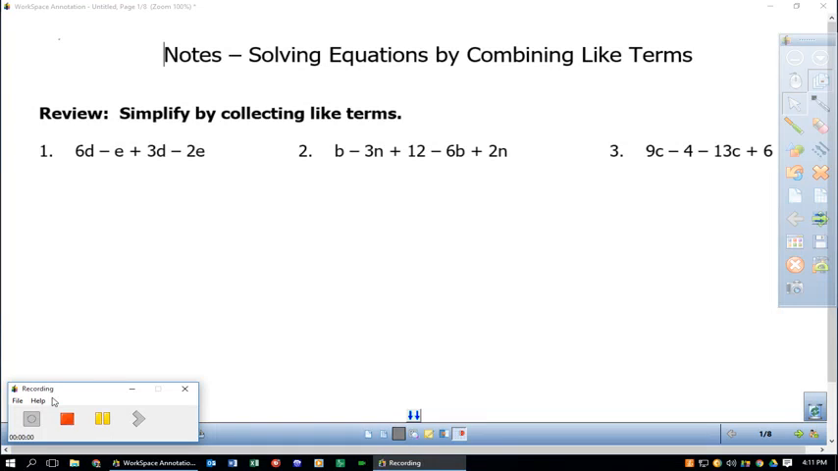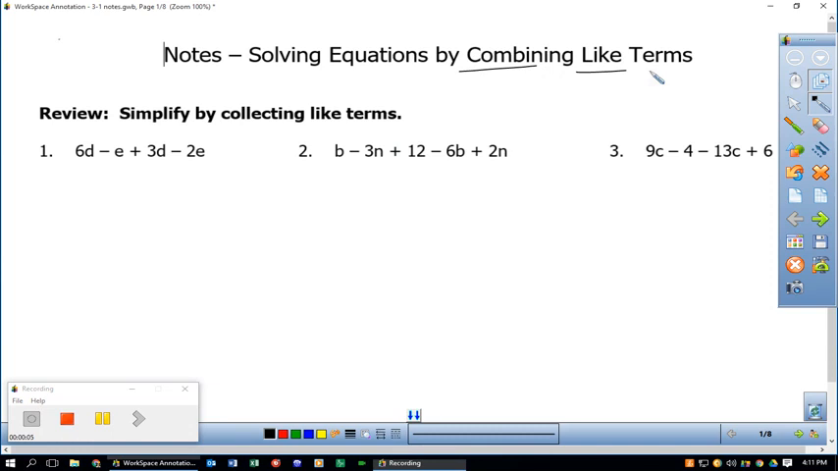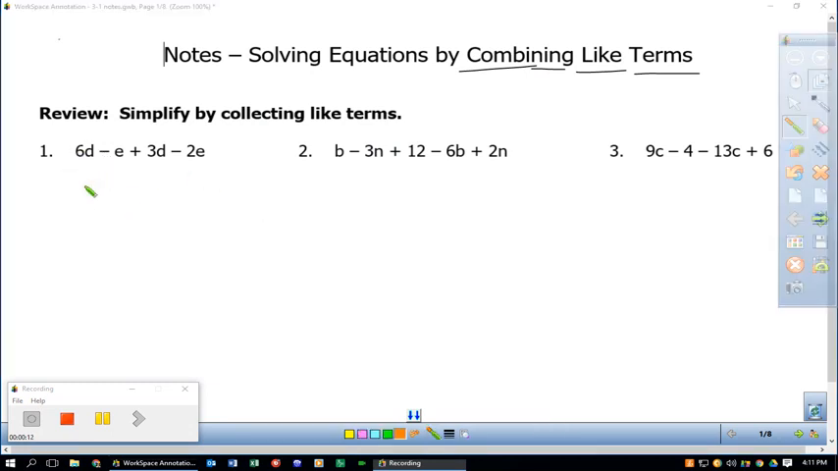Notes on solving equations by combining like terms. Okay, that is all we are talking about today, is combining like terms with our solving equations. So as a review, simplify by collecting like terms. Okay, so we want to look at these pieces we have here. We've got 6d plus 3d, and then we have minus 1e, box that in, minus 2d.